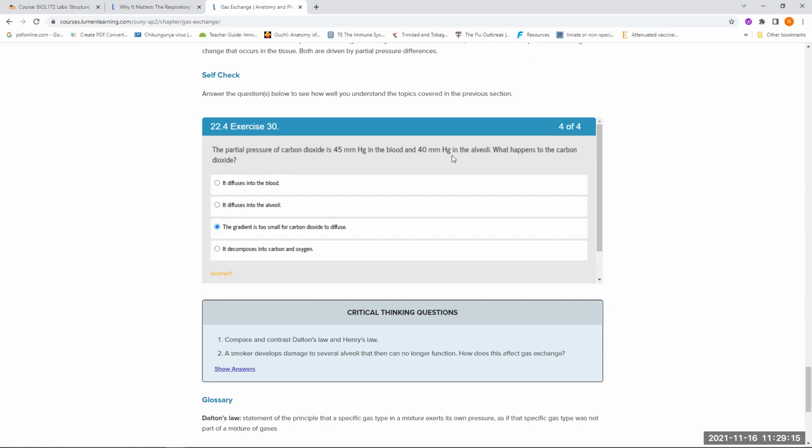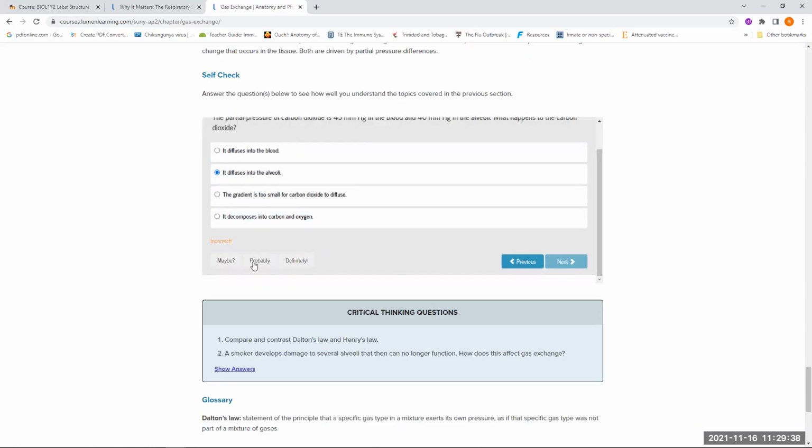Into the blood. It always moves. How do things move? From low to high or high to low? It diffuses into the blood. Right? It always moves from high to low. So since CO2 in the blood is 45 and in the lungs is 40, it should move from the blood to the alveoli. From the blood, diffuse into the alveoli. Probably correct. Yeah.